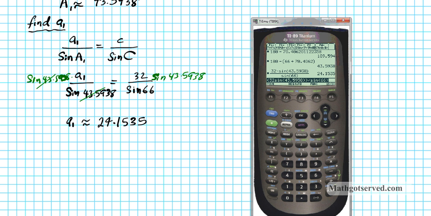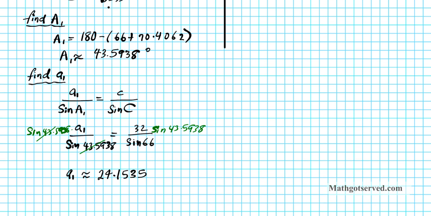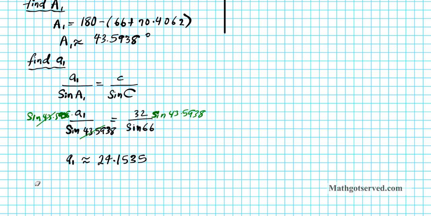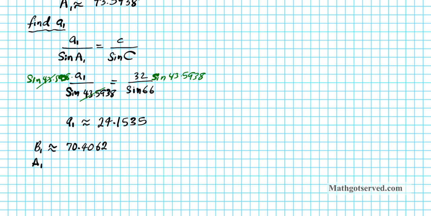Okay, so let's go ahead and organize our answers for the first triangle. So for the first triangle, we have big B1 is approximately 70.4062. Big A1 is approximately 43.5938. And then little a1 is approximately 24.1535. So these are our solutions to the first triangle.